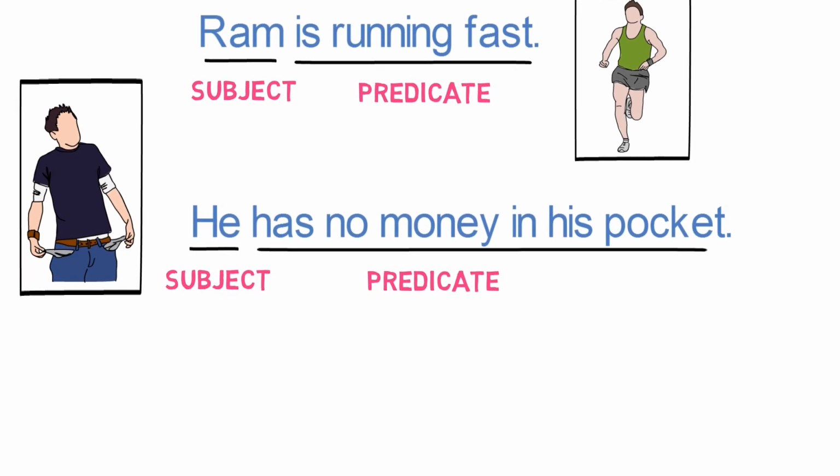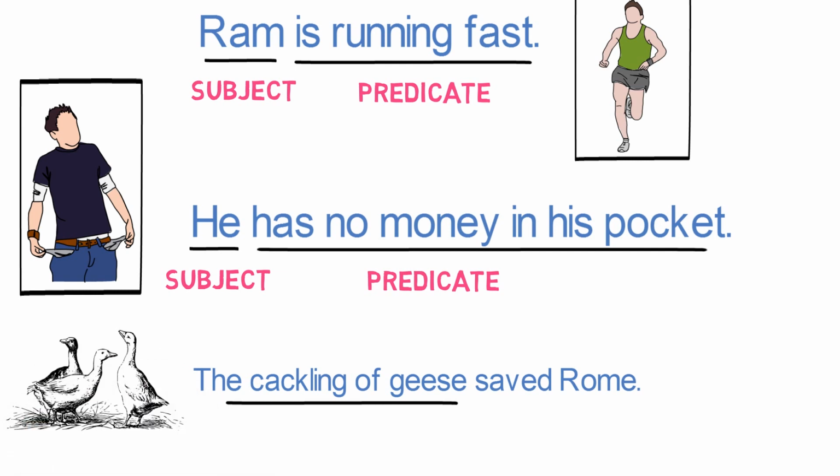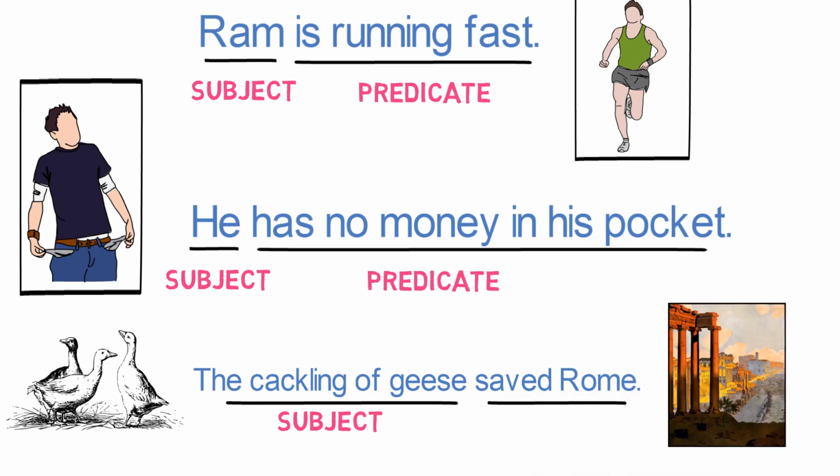Let's look into another example. The cackling of geese saved Rome. Here, the entire phrase, the cackling of geese, is describing the main character of the sentence. So, it is a subject. And saved Rome is describing what the subject did. So, it is the predicate here.